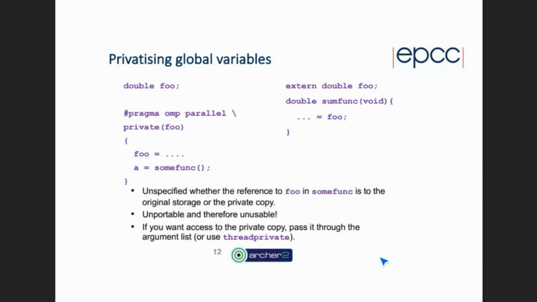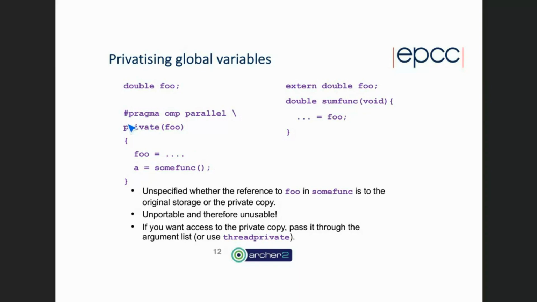Okay, so this is a slightly nasty thing in OpenMP, which is to do with what happens when you make private copies of global variables. So I have some variable here, foo, which is declared at file scope, so it's a global variable. And then I have a parallel region and declare foo in a private clause, so that I have private copies per thread for the duration of the parallel region.